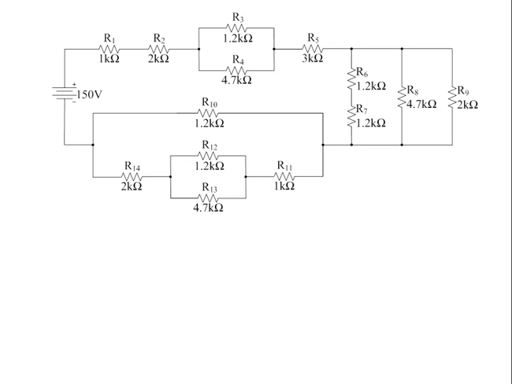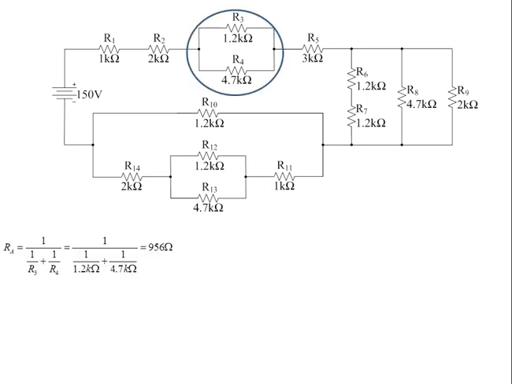So for example, we can begin by calculating the resistance of resistors R3 and R4 in parallel and then calling this resistance RA. You can see that the resistance of these two resistors in parallel would be 1 over R3, which is the resistance of the first branch, plus 1 over R4, which is the resistance of the second branch, and this will give us a resistance of 956 ohms. Next, it can be seen that resistors R6 and R7 are in series, so these resistors can be added together to give us resistor RB, which will work out to be 2.4 kiloohms.